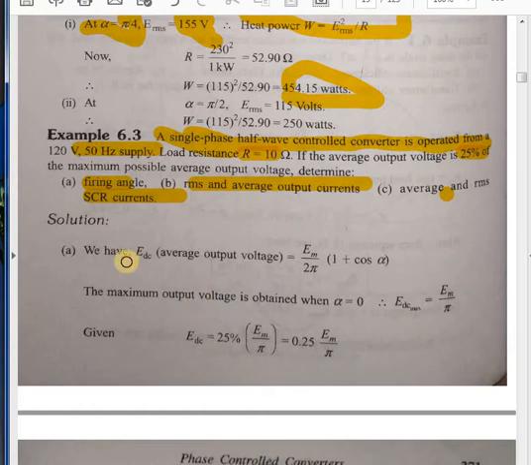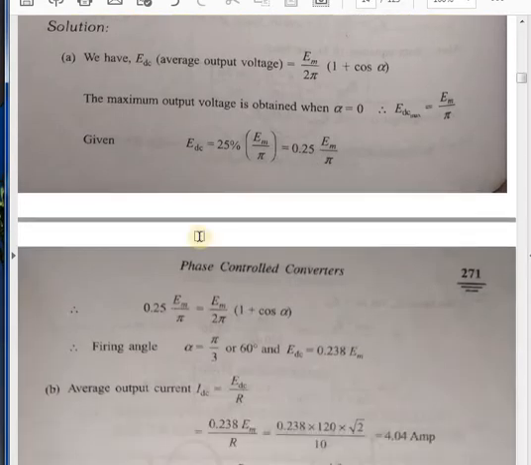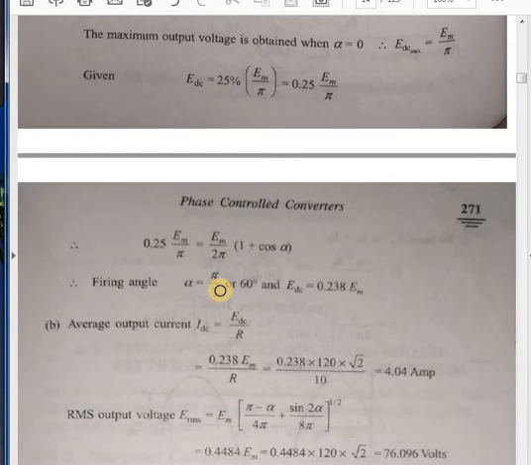Okay, average EDC will be EM by 2 pi into 1 plus cos alpha. Maximum output will be obtained when alpha is equal to 0, and the maximum output voltage is EM by pi. Your EDC is 25% of EM by pi, so 0.25 EM by pi is equal to EM by 2 pi into 1 plus cos alpha. So alpha is equal to pi by 3.